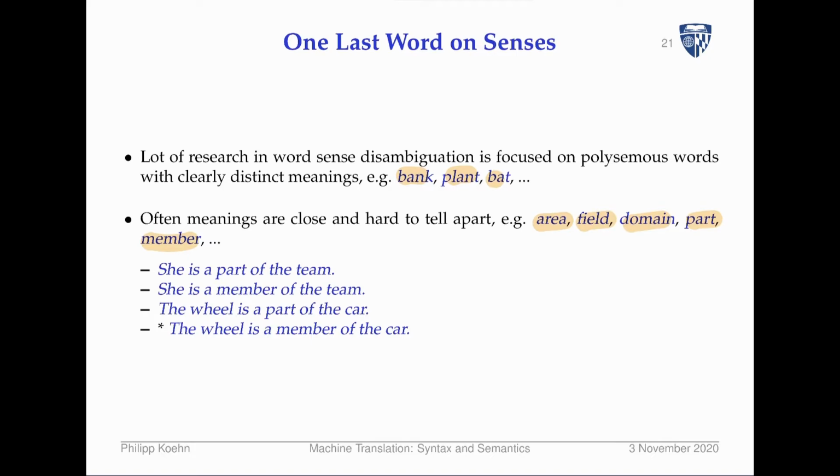Here's another example of using the words part and member. She's a part of the team, that's a fine sentence. She's a member of the team, that's a fine sentence. The wheel is a part of the car, nobody has a problem with that. The wheel is a member of the car, you can't say that. So why can you use part and member interchangeably here, but here you can't?